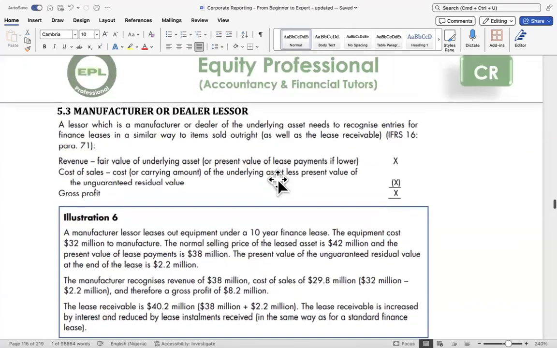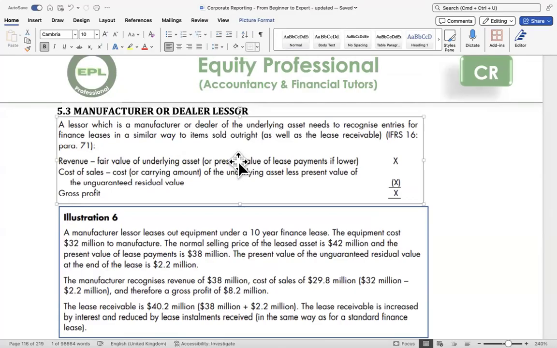But if you look at it, they only focused on the lower of fair value and the present value of lease payments. The reason is that we don't want that present value of unguaranteed residual value. We don't want it to come and stain our revenue. That one can never be a candidate for revenue. Present value of unguaranteed residual value, because the lessor is not even sure whether we will get it.